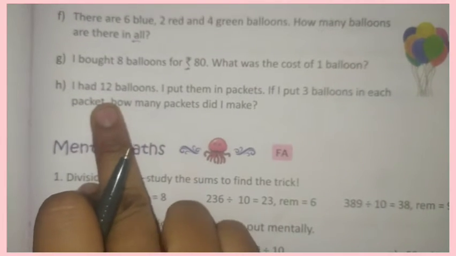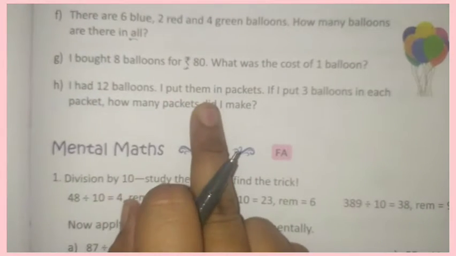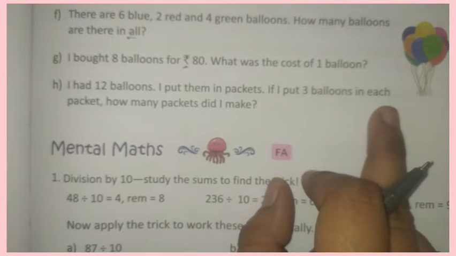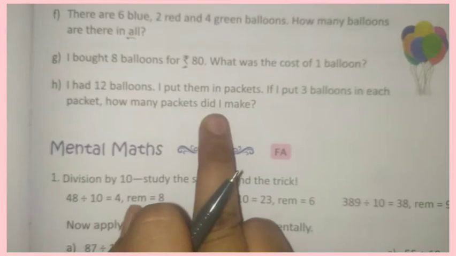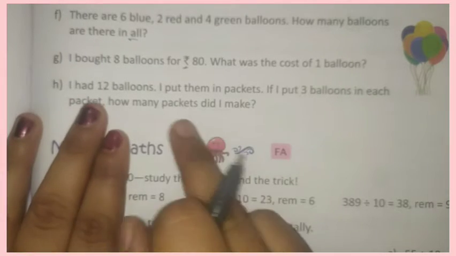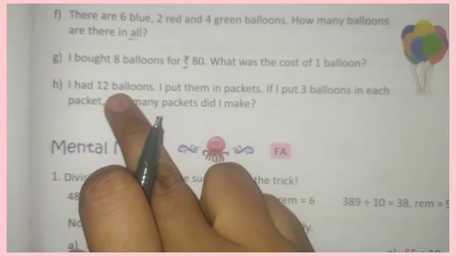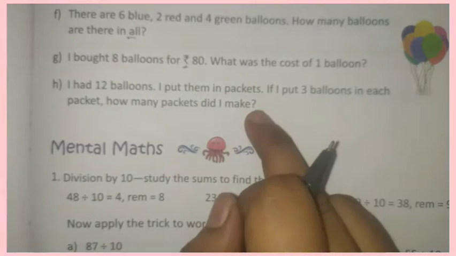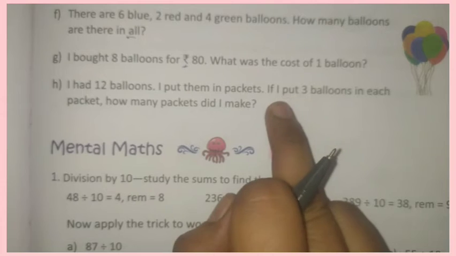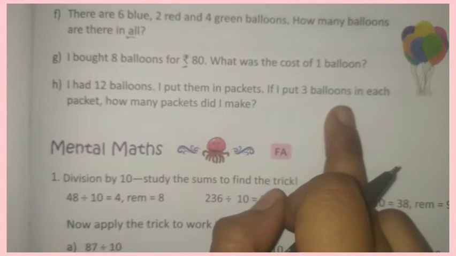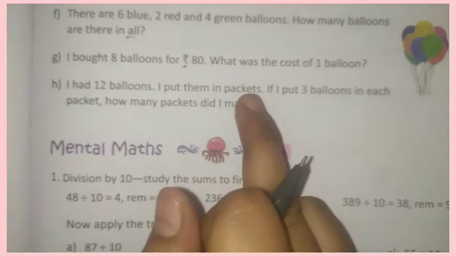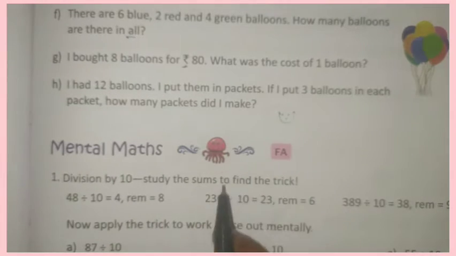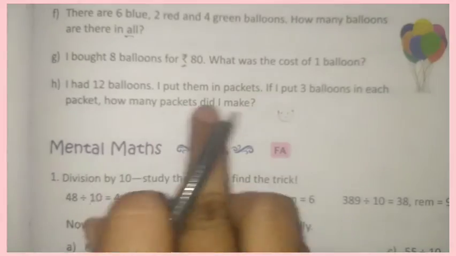Okay, now look at H question. I had 12 balloons. I put them in packets. If I put 3 balloons in each packet, how many packets did I make? Total 12 balloons are there with me. I put them in packets. Okay, in packets I am keeping the balloons. We have to divide this.